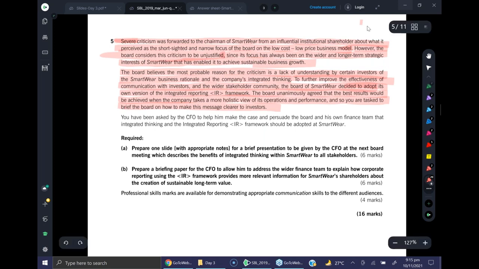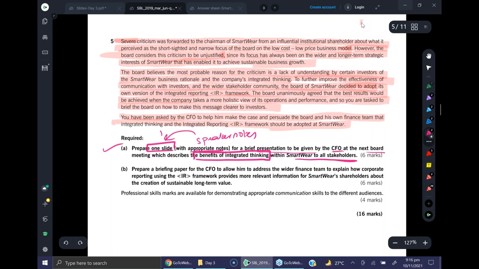Now, the requirement specifically is that you have been asked by the CFO to help him make the case and persuade the board, and not just the board, also his own finance team, that integrated thinking and the integrated reporting framework should be adopted at SmartWare. So prepare one slide, just one slide, with appropriate speaker notes explaining the bullet points of the slide, for a brief presentation to be given by the CFO at the next board meeting, which describes the benefits of integrated thinking within SmartWare to all stakeholders.